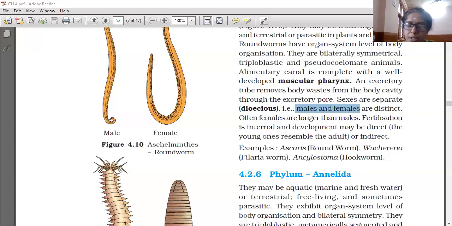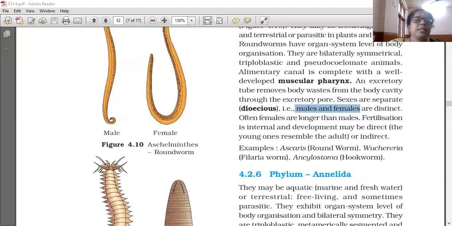Phylum Platyhelminthes. Grade of organization: organ and organ system, for example tapeworm. Organ and organ system, both of them are developed. Symmetry is bilateral. It can be cut into two equal halves, as shown here in different colors.